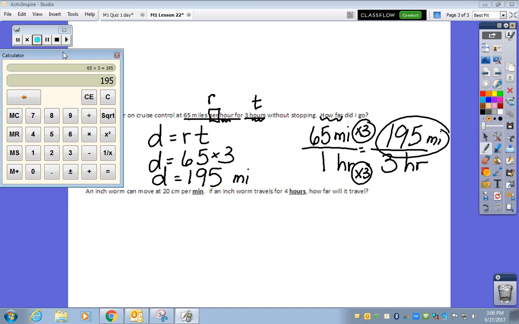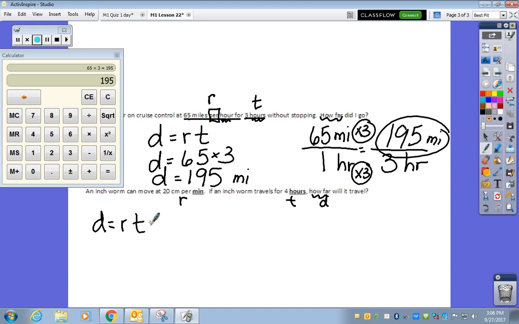The next one is just a little bit different. So for this one, it says an inchworm can move at 20 centimeters per minute. So there's that per, that's telling me this is a rate. If an inchworm travels for 4 hours, how far will it travel? So 4 hours is our time, how far is what we're looking for, or our distance. So we can use that distance equals rate times time formula.